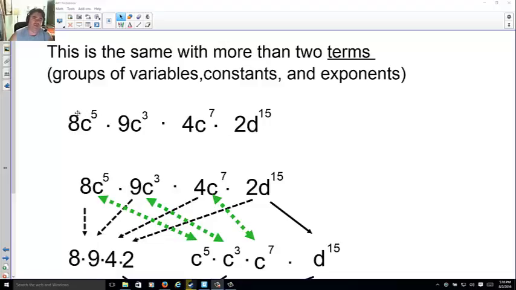So remember, first we're going to make sure they're all positive. So okay, it's going to be a positive answer. We know this. Now take 8 times 9 times 4 times 2. You might need to calculate, and that's fine if you do. Combine the c's, then the d's by itself.